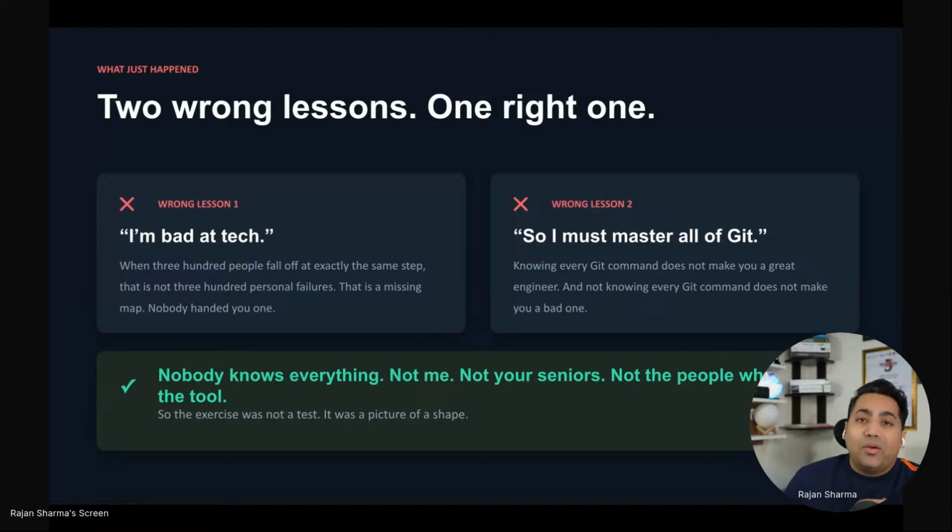And I have worked with genuinely brilliant engineers, people who have designed systems that serve millions of users, who still Google what git reset is doing, or how git reset works, every time. And I have met people who can recite every flag of every git command and cannot design their way out of a simple problem. This is something that I see in everyday life.